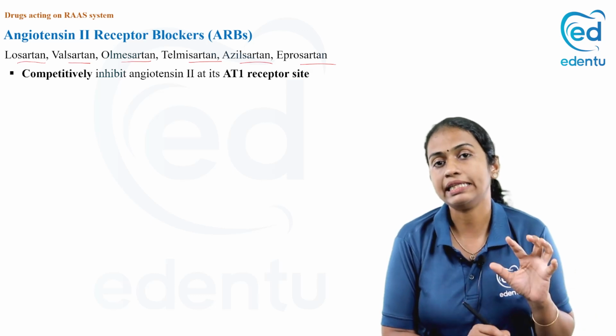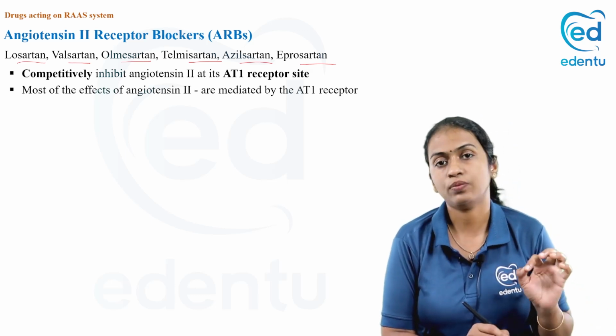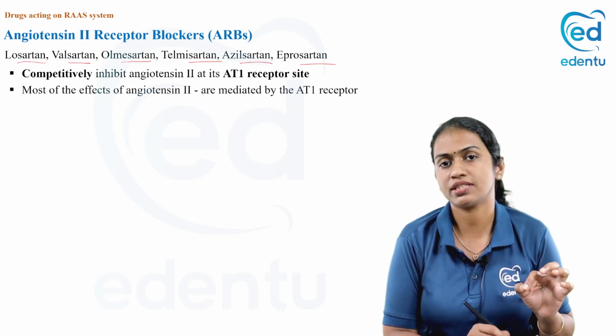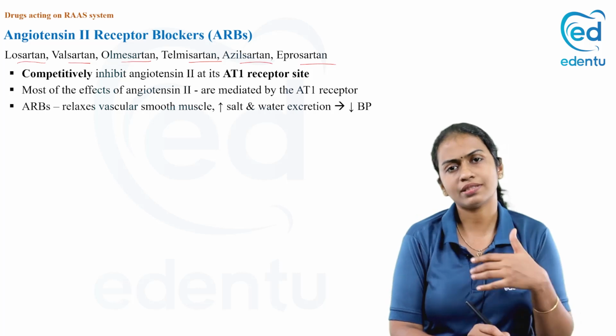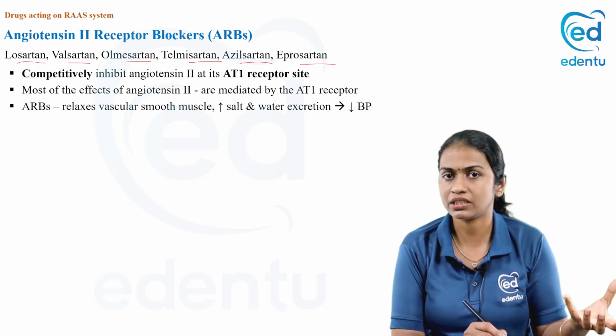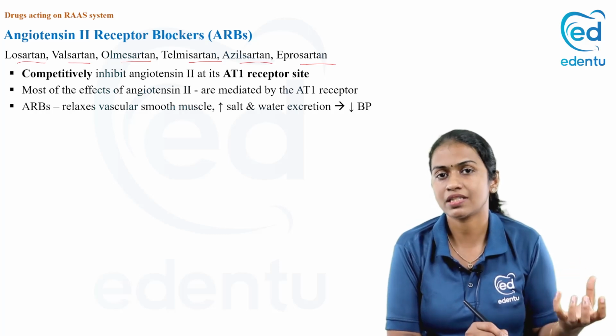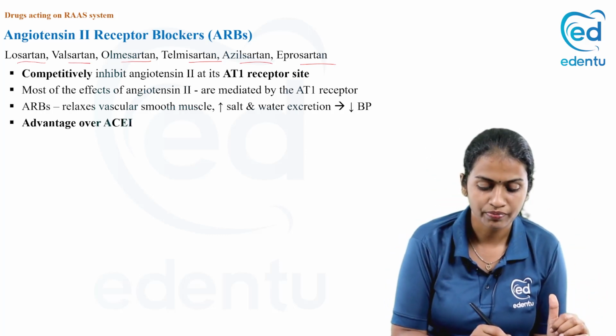angiotensin 2 at the AT1 receptor site, competitive inhibitor at AT1 site. And most of the effects of angiotensin 2 are mediated by AT1 receptors. So the angiotensin 2 actions are blocked. As a result, there will be vasodilatation plus there will be decreased aldosterone secretion. As a result, salt and water retention is not happening.